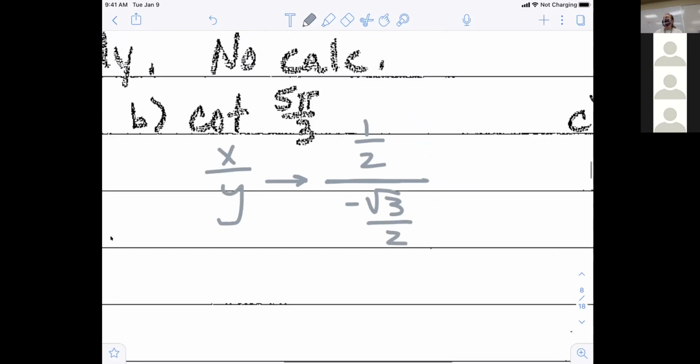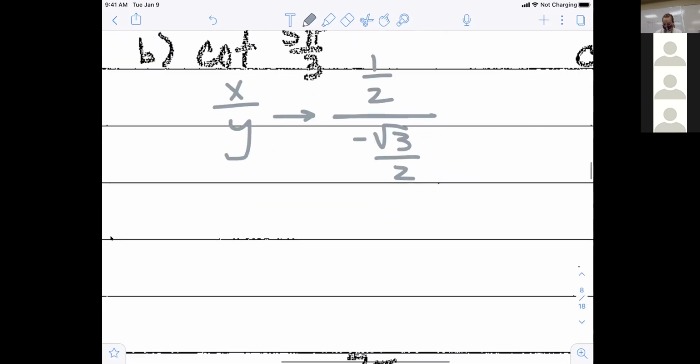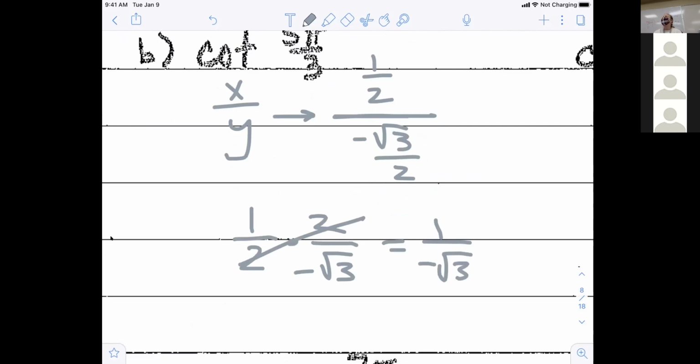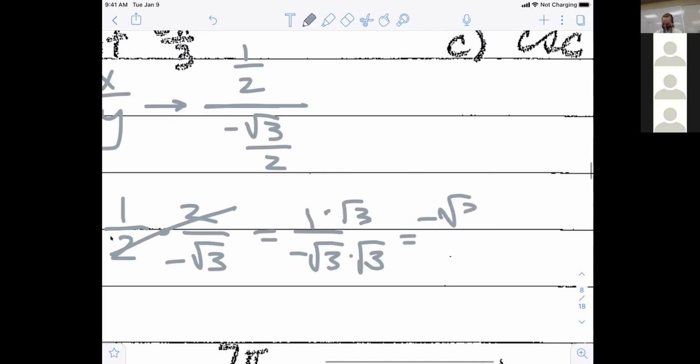I'm going to do my simplifying just like I was doing earlier today. I'm multiplying by the reciprocal. 1/2 times 2 over negative root 3. The 2's cancel out, so I'm left with 1 over negative root 3. But I told you on unit circles, I want this rationalized. So we're going to rationalize this, times root 3 on top and bottom. So I get negative root 3 over 3. Is everyone okay with that? Okay.